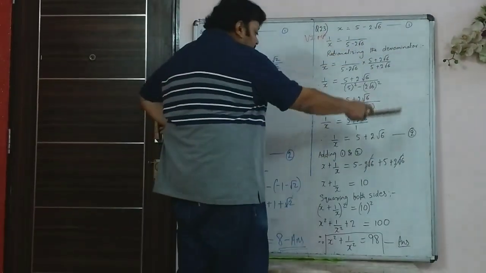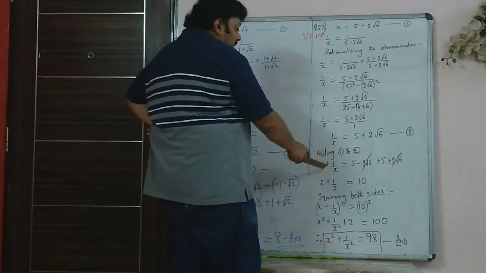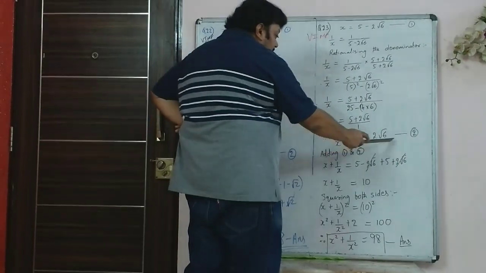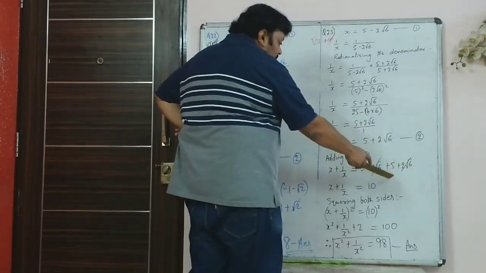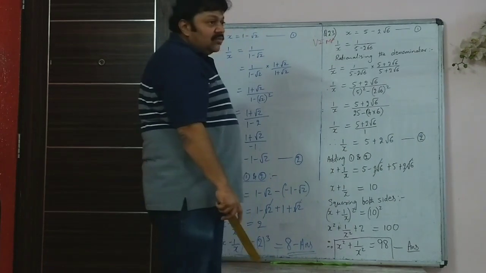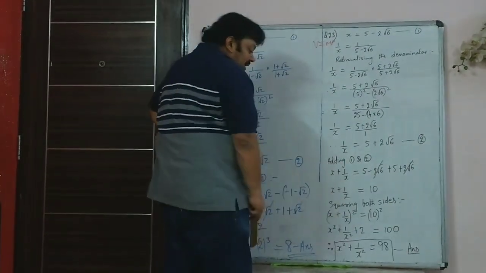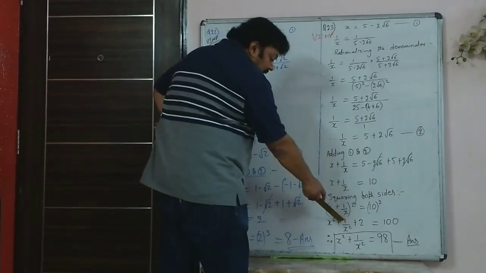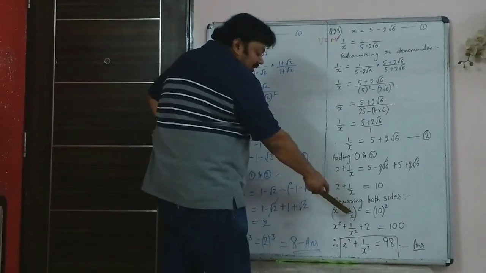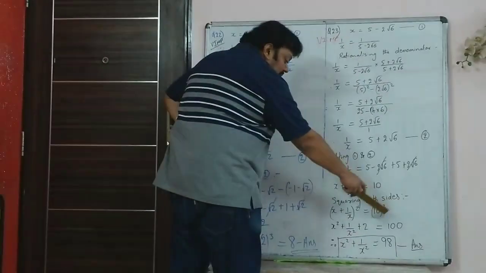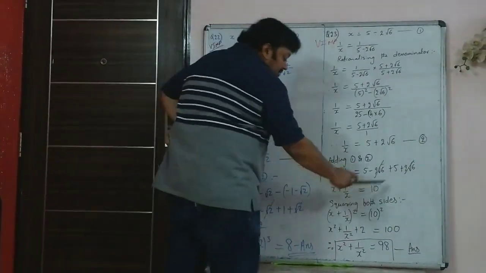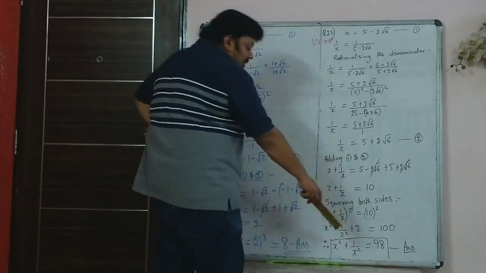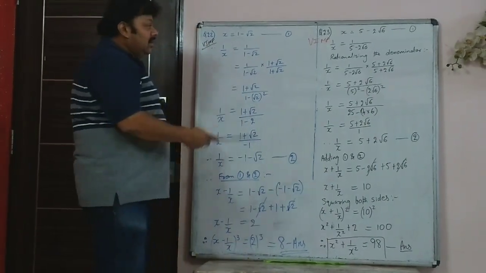And when you add equation 1 and 2, you will get x plus 1 by x. So when you add all the terms, this plus this, you get 2 minus 2 root 6 plus 2 root 6 will cancel. So it will become 10. So now we have to square it because you need x squared plus 1 by x squared. But when we square it, we also get 2. On the other side, it is 100. So we shift the 2 there, it will become 98. So your final answer, x squared plus 1 by x squared is 98.